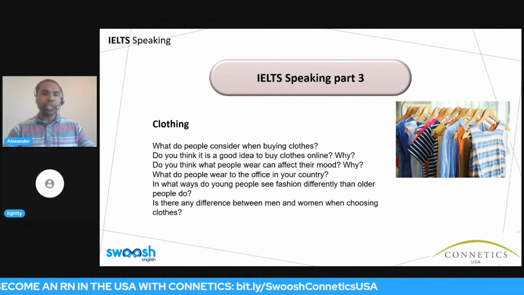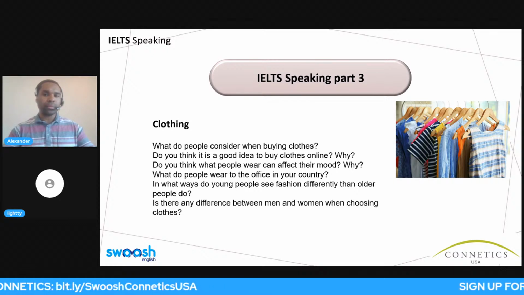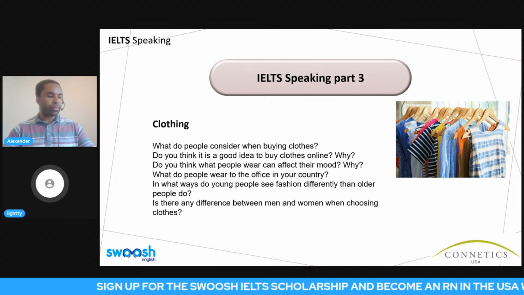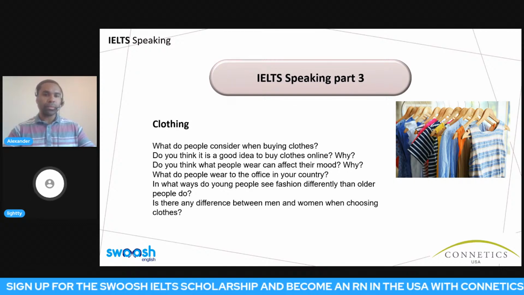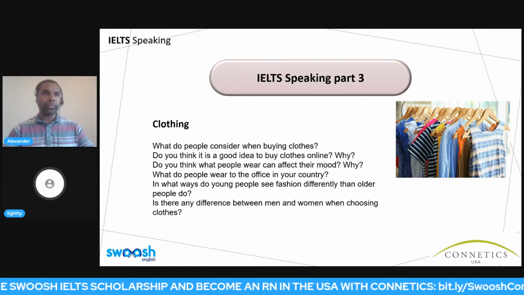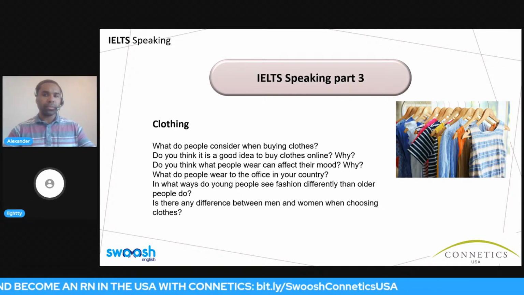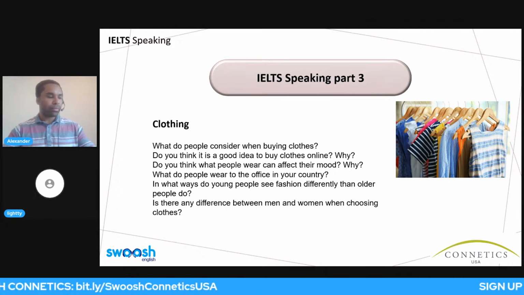Okay. And do you think that what people wear can affect their mood? Of course, people wear the dress according to their mood. Some dresses provide more confidence, especially some colors provide more confidence for some people. So people select their clothes according to their mood, and they like the dress according to them.